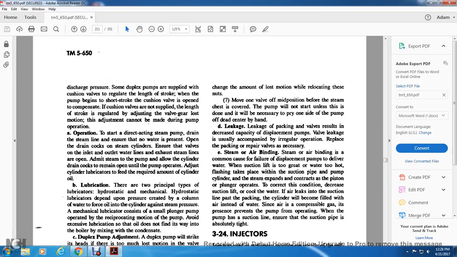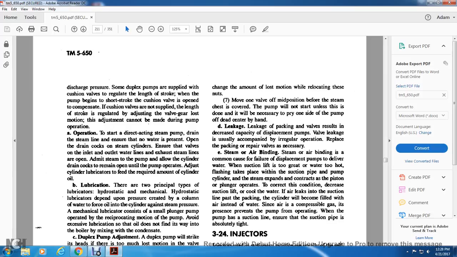Operation. To start the direct acting steam pump, drain the steam line and ensure no water is present. Open the drain cocks on the steam cylinder, ensure the valves in the outlet water lines and exhaust steam lines are open, then adjust the steam to the pump and allow the cylinder drain cocks to remain open until the pump operates. Adjust the cylinder lubricator to feed the required amount of oil to the cylinder.